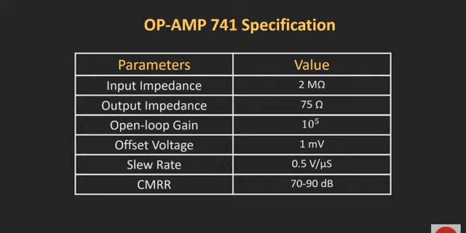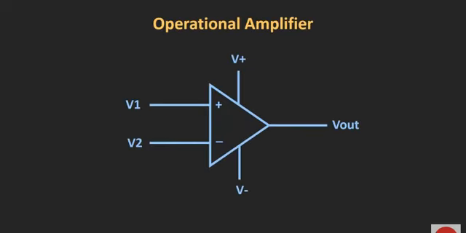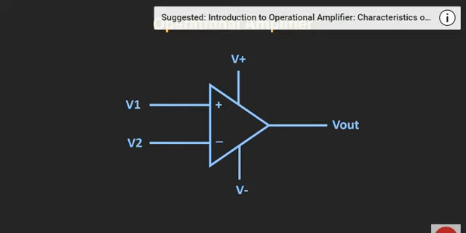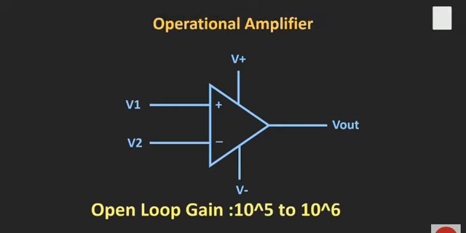Hey friends, we are going to talk about the inverting input configuration of the operational amplifier, and we will see the concept of virtual ground in the op-amp. Now in the last video we had seen the basics of this operational amplifier, and we had seen that this op-amp is a very high gain differential amplifier, and the gain of the op-amp is in the range of 10 to the power 5 to 10 to the power 6.